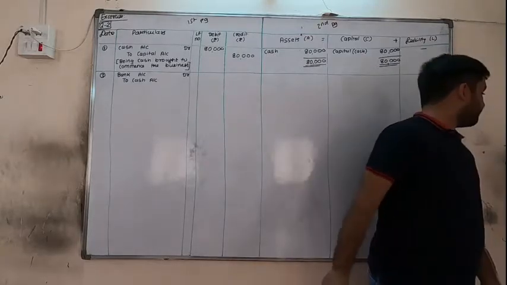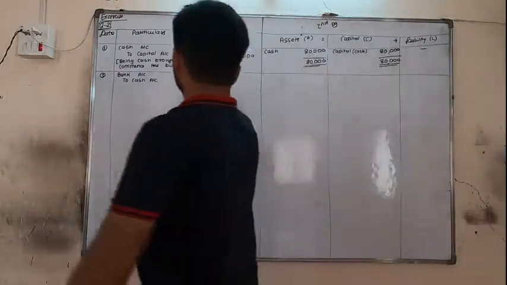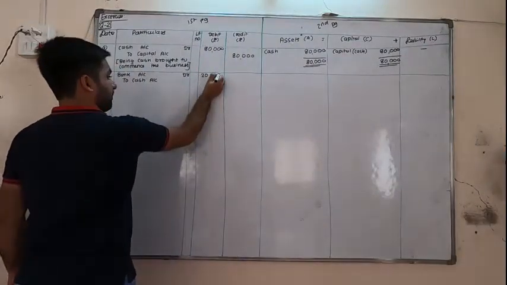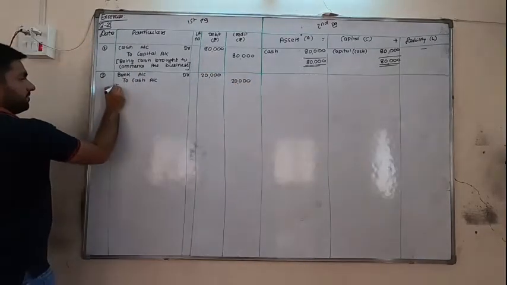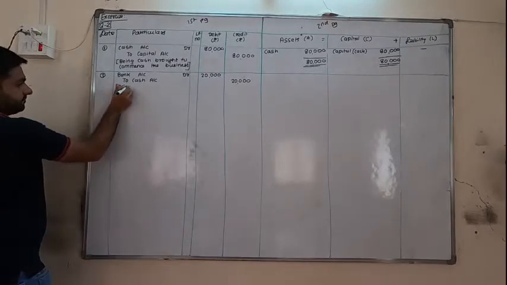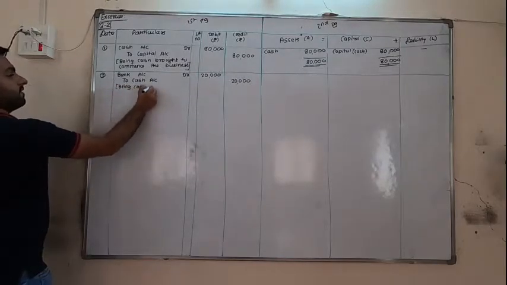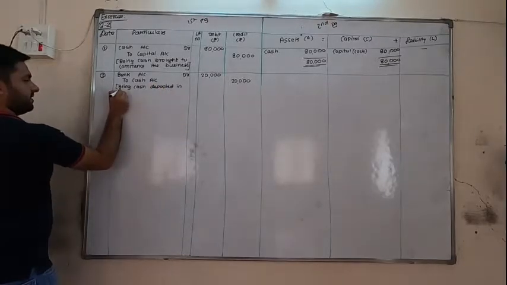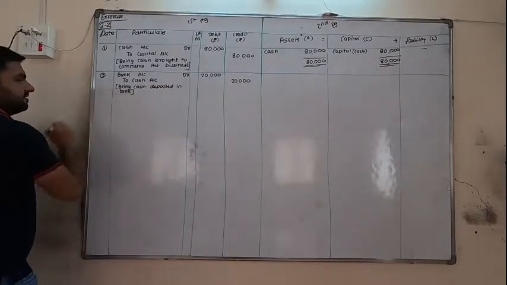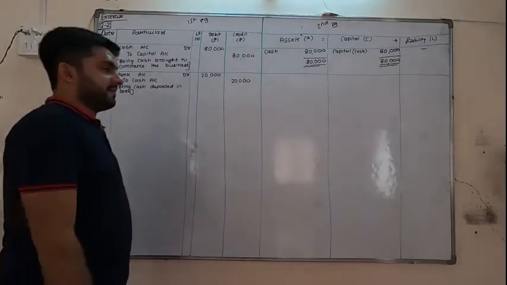Amount 20,000. Deposited in bank. Being cash deposited in bank.